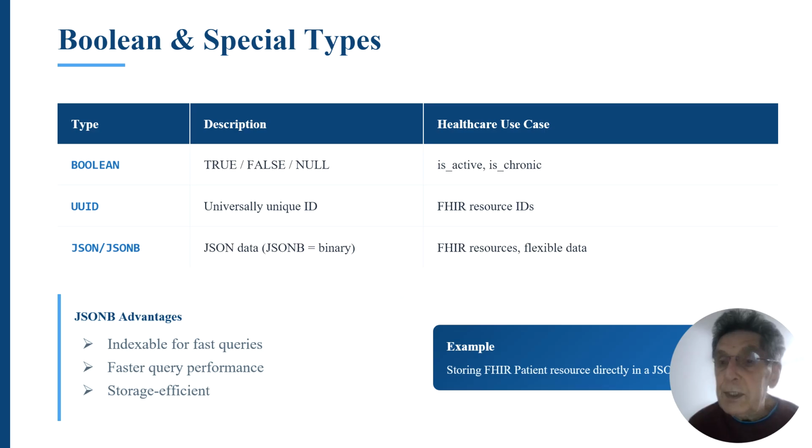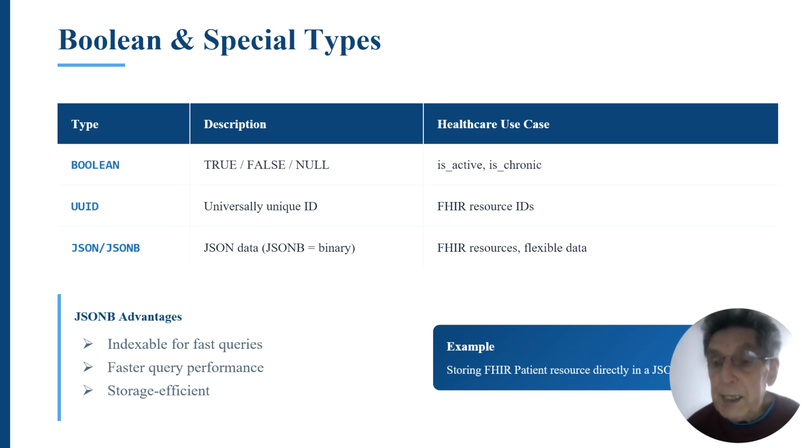Boolean and special types. These handle specific use cases elegantly. Boolean can be true, false, or null. Perfect for is active, or is chronic, or has allergy. You don't use char of 1 for these fields because someone can put in y or n or 1 or 0. It's too much variability. Boolean is clearer and much more efficient.